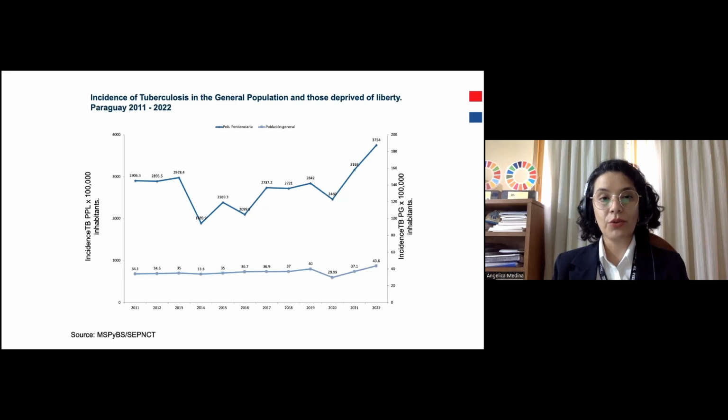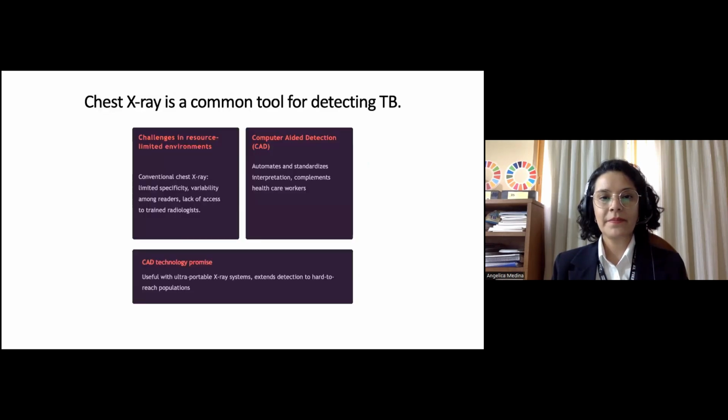So you can see the difference between the incidence that we have in people imprisoned, that is the blue line, the one at the top, compared to the numbers in people who are not in prison, that is the light blue line. You can see the very large breach that there is between these two types of people and how this is a problem for Paraguay. As you can see, we closed 2022 with a total amount of 3,700 cases of people with TB in prisons and 43.6 in cases of people who are not in prison. Next slide.